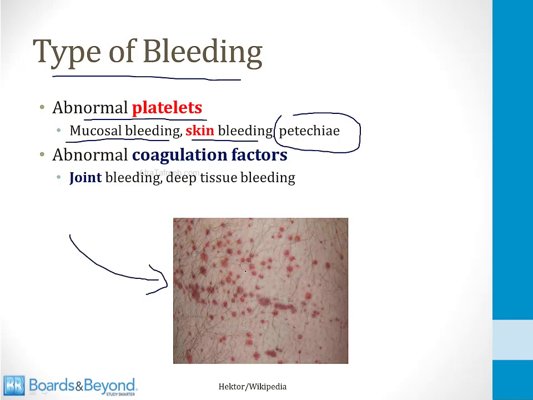They're small red dots, and this is caused by the extravasation of red blood cells from capillaries, and that's what happens when your platelets don't work properly. On the other hand, when patients have problems related to the coagulation cascade and coagulation factors, they tend to get deep tissue bleeding and joint bleeding. This is the kind of bleeding you see in patients who have hemophilia. So this is just a rule of thumb, but it's helpful especially in board questions that describe bleeding symptoms.